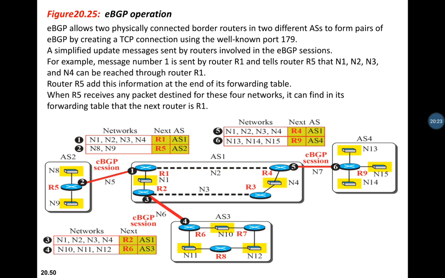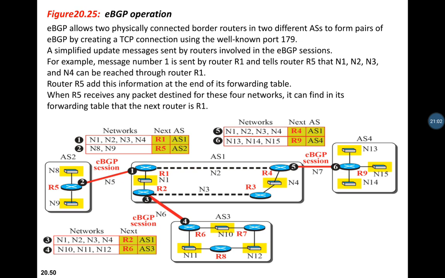Messages exchanged during all these three eBGP sessions help some routers know how to route a packet to some network in the internet. You can see this by using the second message also. The message sent by R5, marked as 2, tells router R1 that N8 and N9 can be reached through R5. When R1 receives any packet that should be sent to N8 and N9, it can use the forwarding table and it will get to know that the next router is R5.